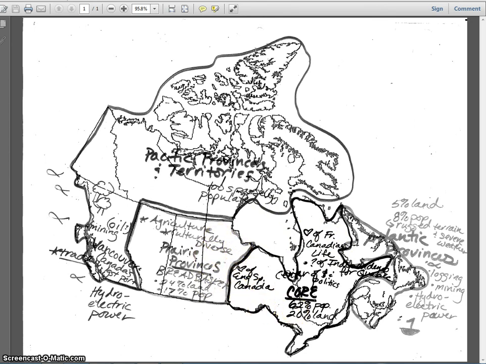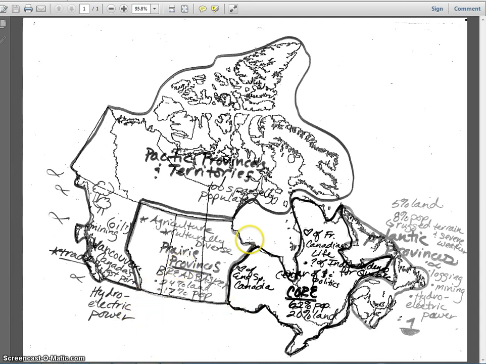Okay, the physical geography, things that we share physical feature-wise: the Canadian Shield, which is through this area, the Arctic coastal plains, the central lowlands, the Great Plains, the Rocky Mountains, the inner mountain basins, and the coastal ranges. That's the physical geography of Canada.